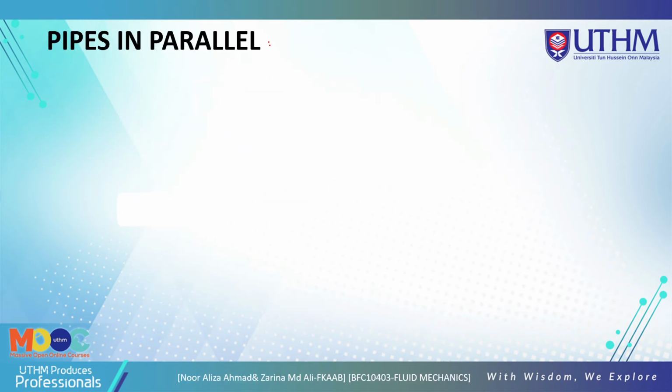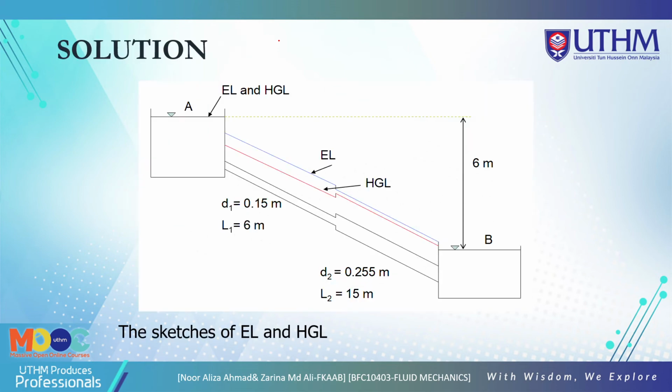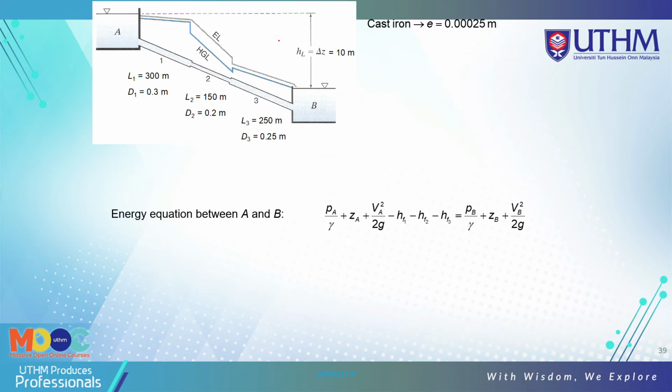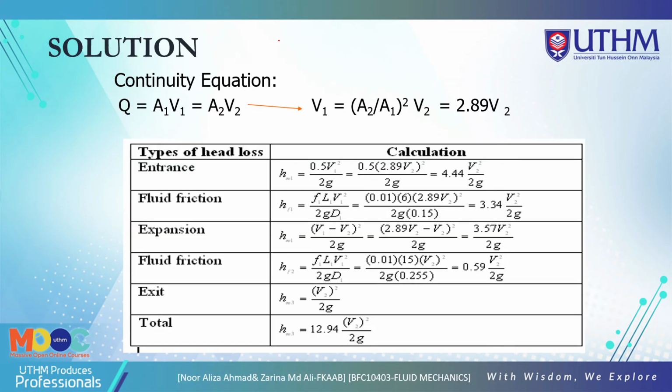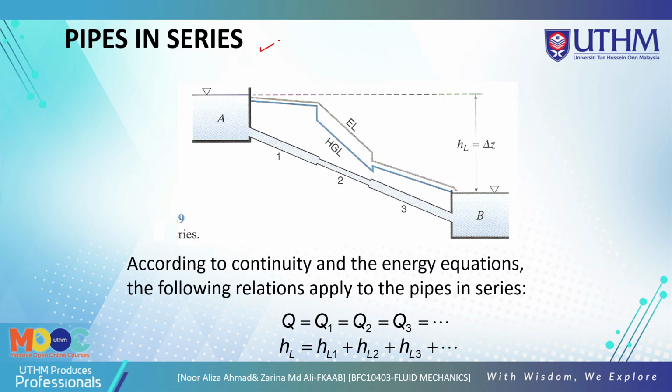Okay, pipe in parallel. Okay, so now we look at the pipe in series. Pipe in series based on two tanks, reservoir or tank here. They must include pipe 1, pipe 2, and pipe 3. Okay, so the series, dia bersambung secara series. Maksudnya pipe 1, pipe 2, and pipe 3.